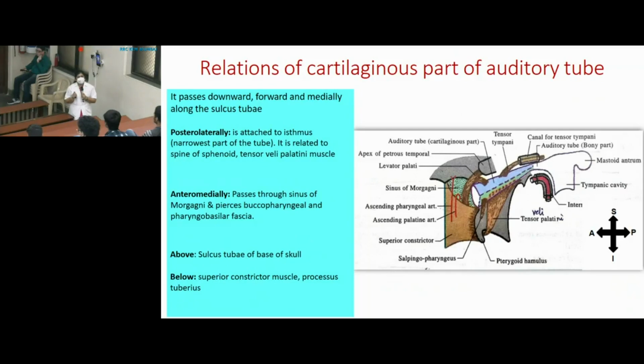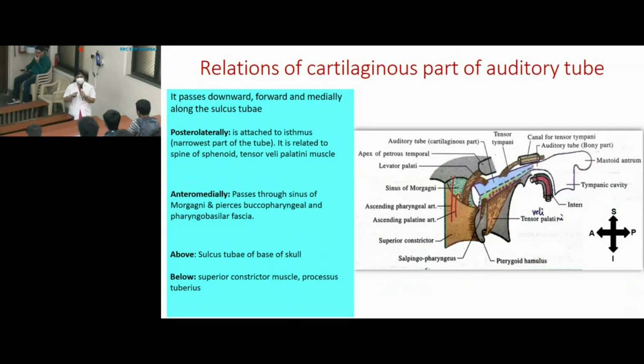What is this concha? If you see the lateral wall of the nose, there are three turbinates, concave. The inferior nasal concha is a separate bone. So if you go 1.25 centimeters behind and below the inferior nasal concha, you will see the opening of the auditory tube. This is called the pharyngeal opening of the auditory tube.